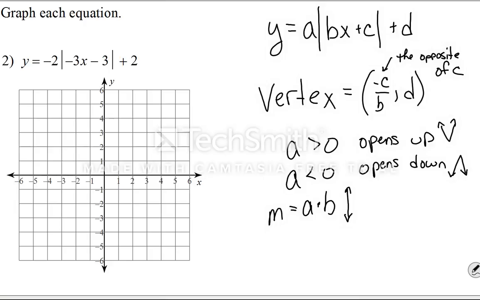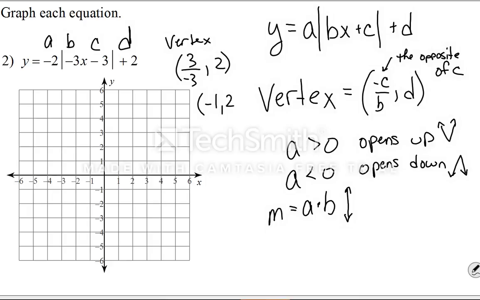Okay, so now this particular problem's got a whole bunch of other numbers. It looks like there's numbers in every one of the spots. So we have an A, we have a B, a C, and a D. We're going to find the vertex first. So vertex was the opposite of C, which is positive now because C was negative, divide by B, which is negative 3, comma, the 2 on the right-hand side where the D is. So this is now negative 1, comma, 2. Okay, that is my vertex. So negative 1, comma, 2.